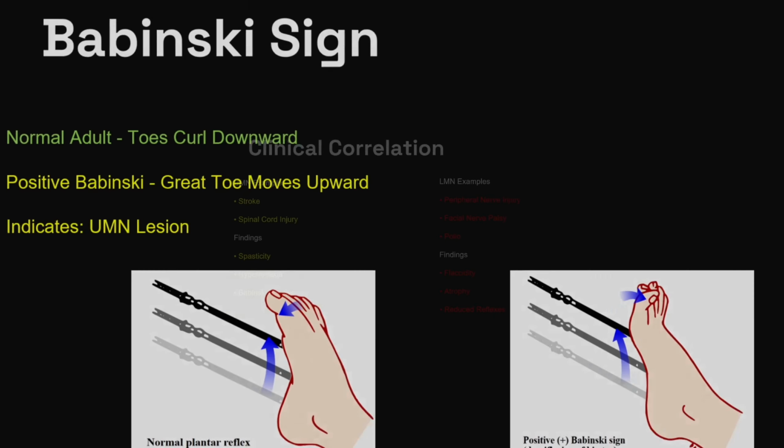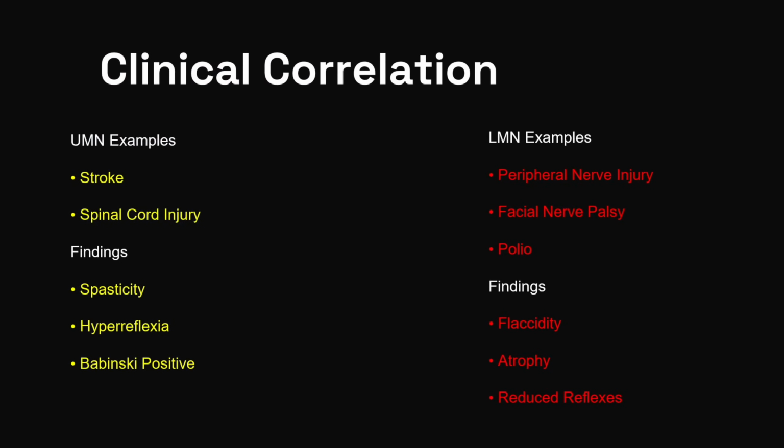Okay, now let's apply everything we learned. Imagine a patient comes to you after a stroke. On examination, you find increased muscle tone, brisk reflexes, and positive Babinski sign. Immediately your brain should say this looks like a UMN lesion. Now consider another patient with a peripheral nerve injury. You observe flaccid muscles, severe muscle wasting, and absent reflexes or hyporeflexia, or also fasciculations. Now your diagnosis should move toward an LMN lesion. This is exactly how clinicians think.